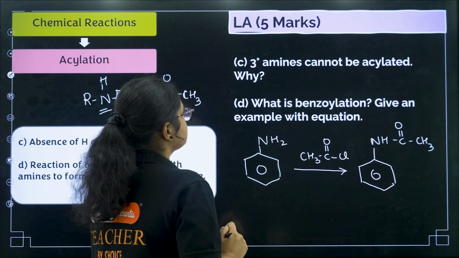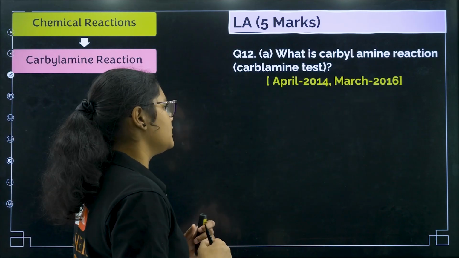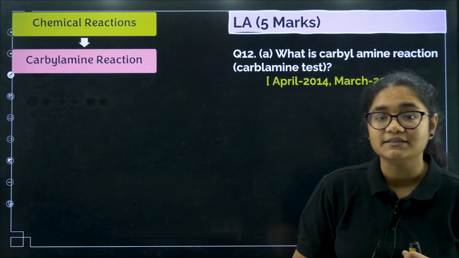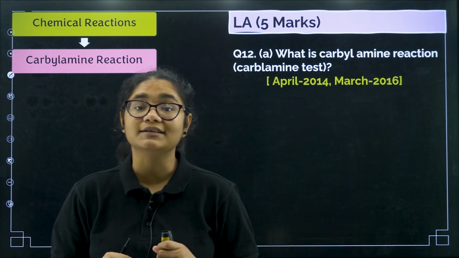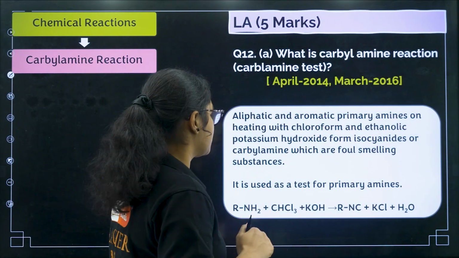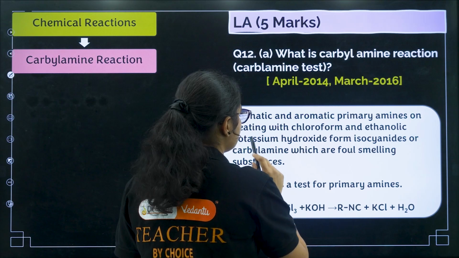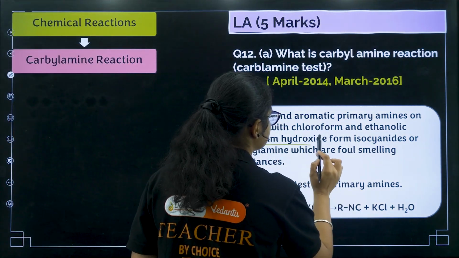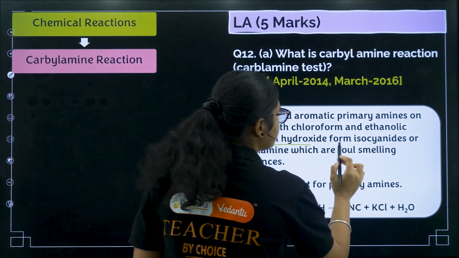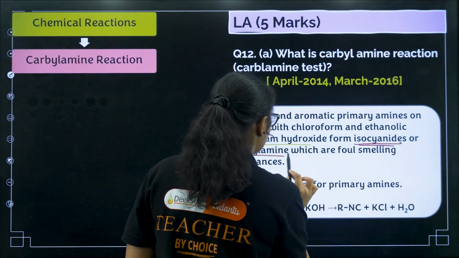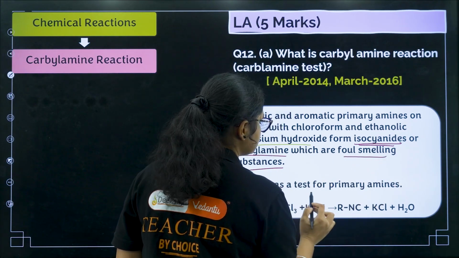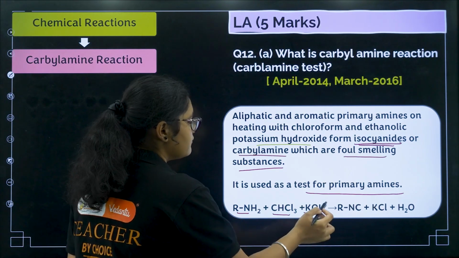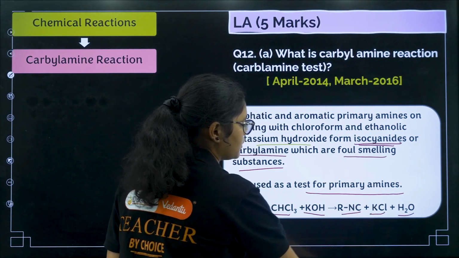Okay, next is question number 12. What is carbylamine reaction? Carbylamine test. That is the reaction of primary amines with CHCl3 and KOH to give you isocyanide, which has a foul smell, right? So you can see here, aliphatic and aromatic primary amines on heating with chloroform and ethanolic potassium hydroxide form isocyanides or carbylamines, which are foul smelling substances. It is used as a test for primary amines. Reaction: RNH2 plus CHCl3 and KOH will give you RNC plus KCl plus water.